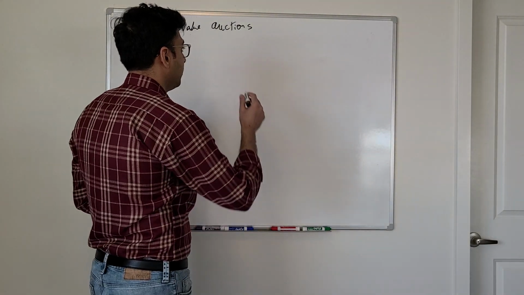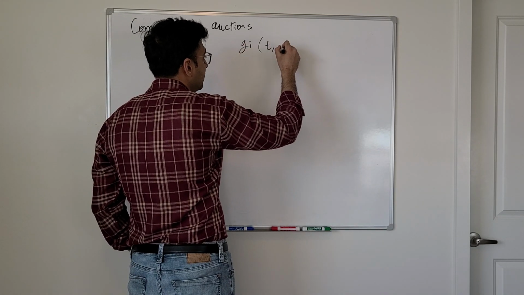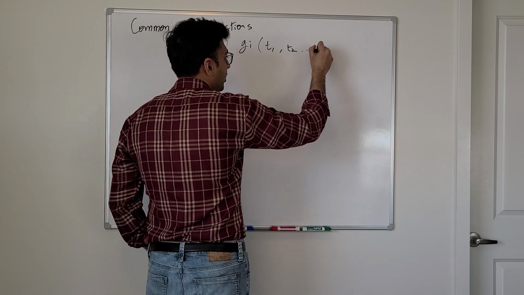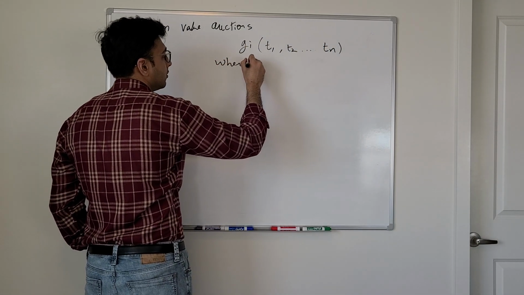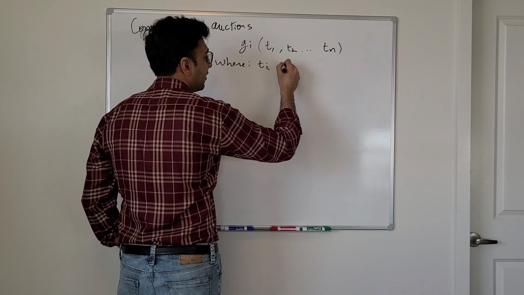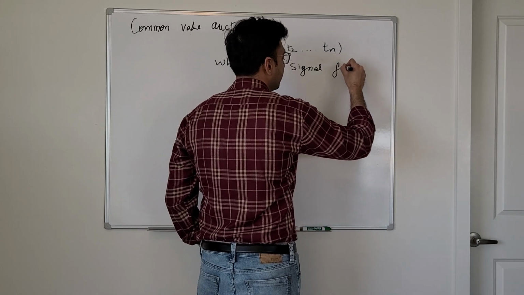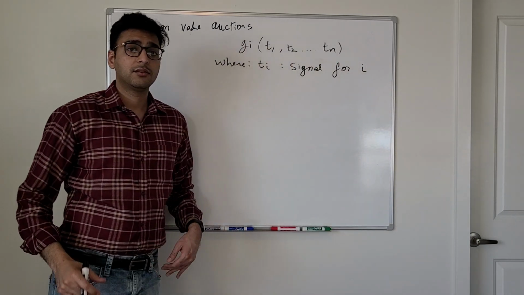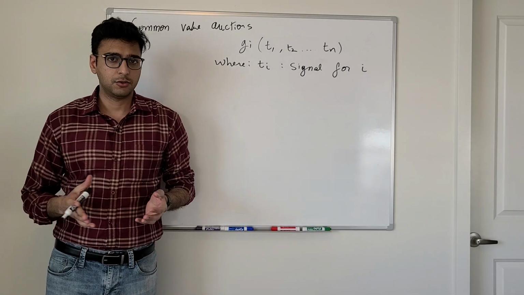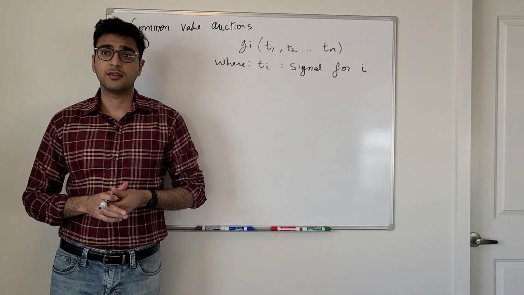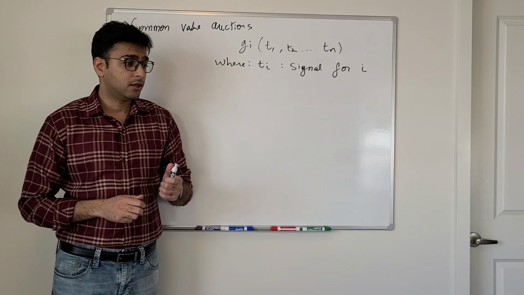In particular, my valuation will be given by a valuation function g_i, which depends upon t_1, t_2, all the way up to t_n, where t_i is the signal that player i receives. Right? So my valuation will depend upon all of the signals of everyone. To be fair though, I will not observe everybody else's signals. I will only know that my valuation depends on them.